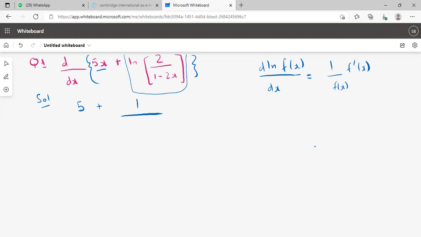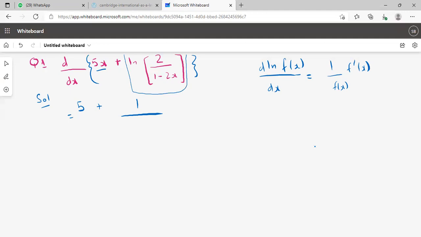We have already written down the derivative of 5x, that is 5. Now we are discussing the derivative of this natural log function. For the natural log function, this is natural log and this is f of x. So the function that comes after natural log is basically the f of x, okay? Is it clear now? This whole fraction is f of x.